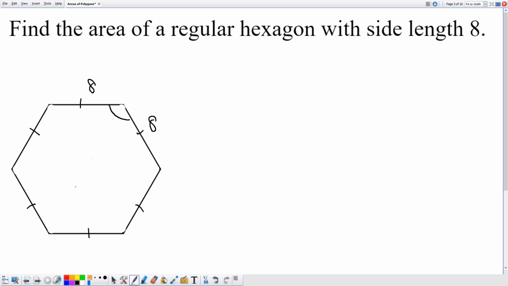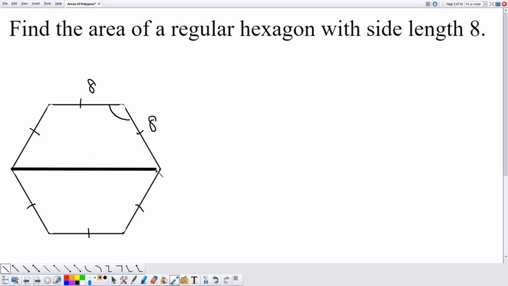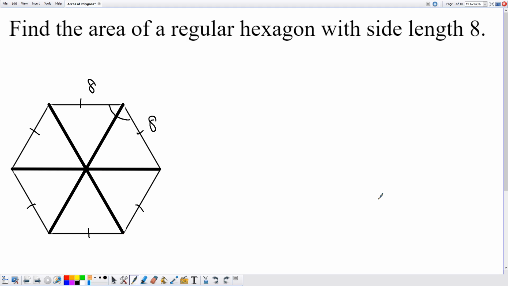Now, how can we solve this problem? Well, let's use the technique we've always been using, which is to try to make simpler shapes out of this complex shape. If I start connecting some of the diagonals with each other, which is always a good strategy, we can see that this hexagon is broken down into different triangles. So if we can determine the area of these triangles, we can determine the area of the entire shape.